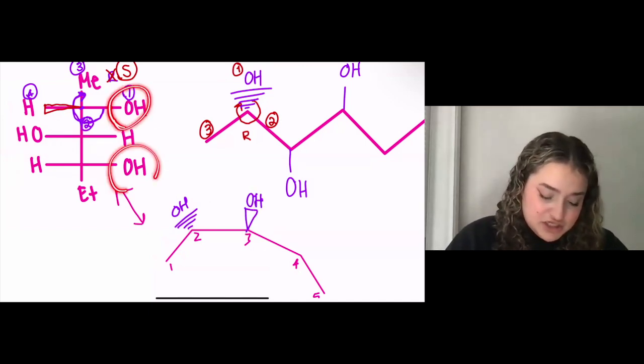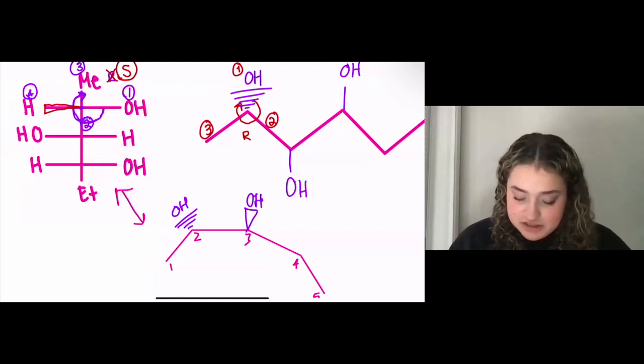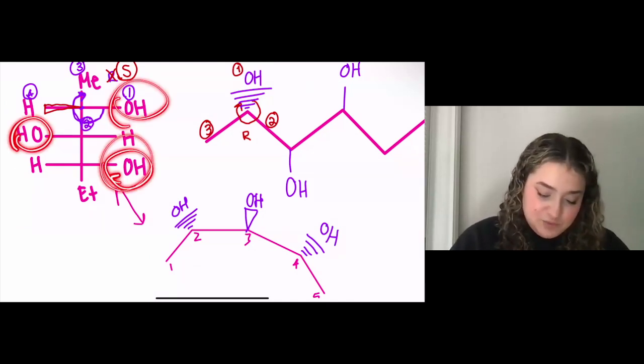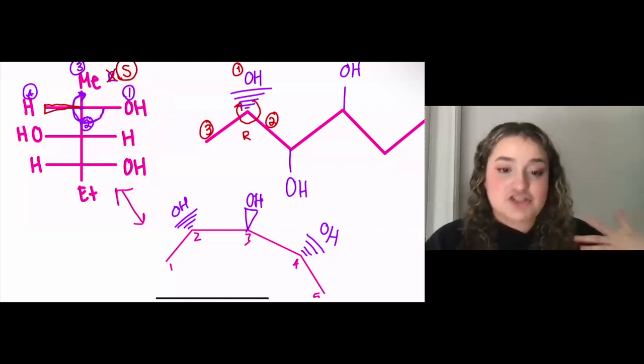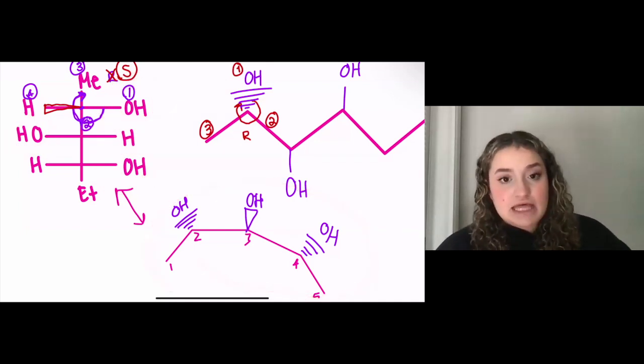Here, we see that my OHs are on the same side. So that means my OH here is going to be also on a dash. Why? Because it's opposite of this guy, but it's the same as this guy, which we know is on a dash. This is what it would look like. This is so simple when we do it like this.